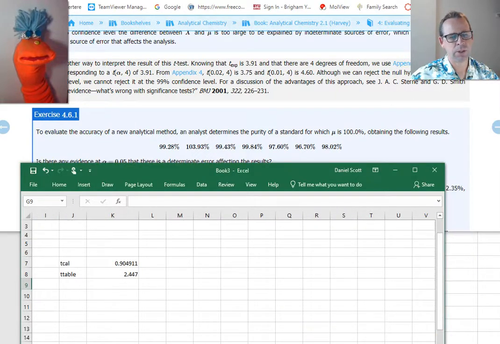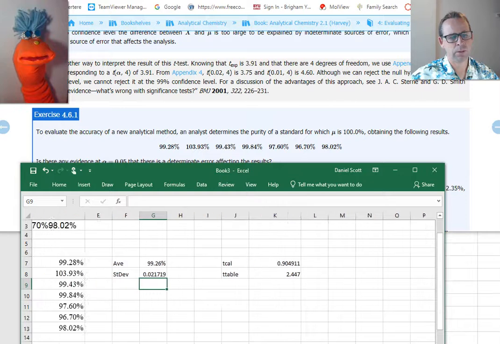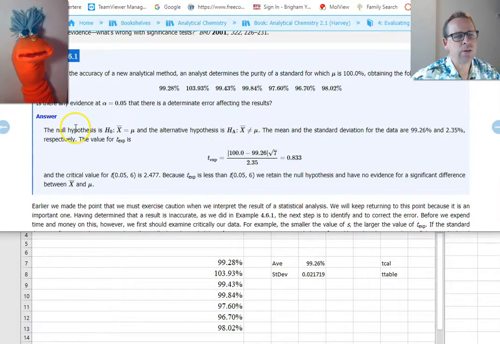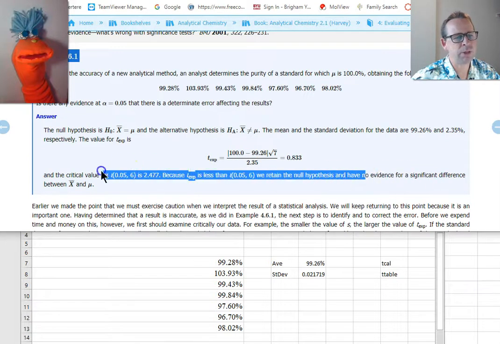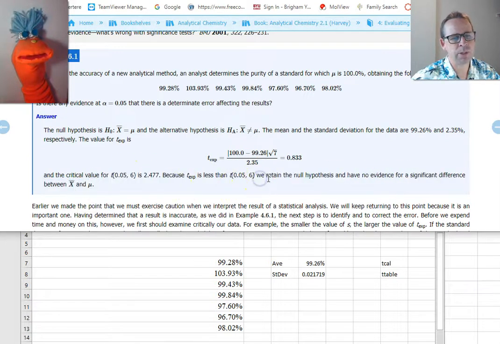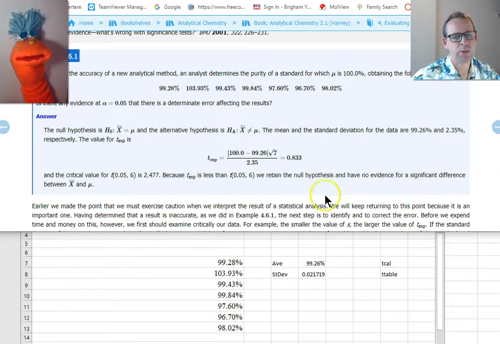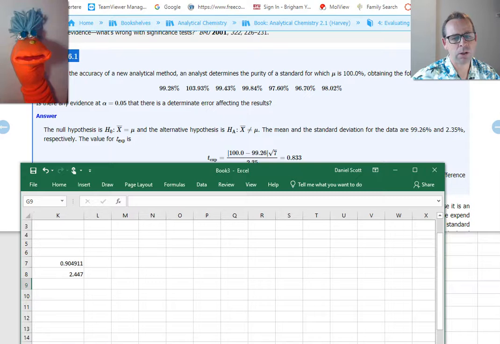Let's get this over a little bit. There we go. All right, so the answer here: no evidence for a significant difference between those values. We have to retain the null hypothesis, right? That's what we said.